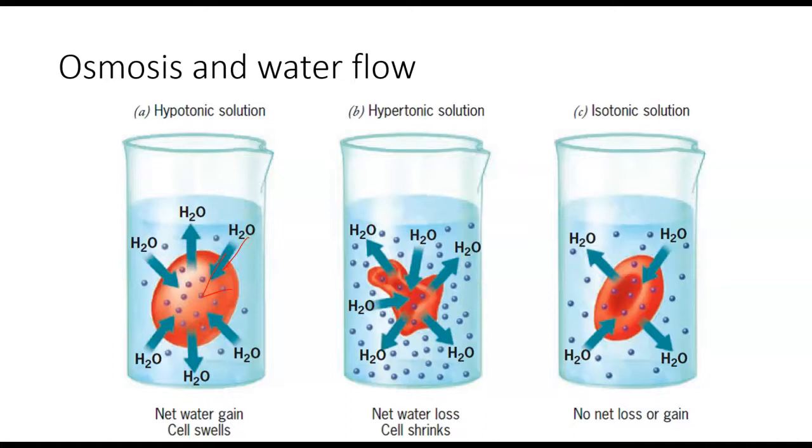If you have a hypertonic solution, so one where there's a very high concentration of solutes, all the water comes out of the cell and it becomes shriveled. In an isotonic solution, the amount of solute inside and outside of the cell are equal, and so there's no net loss or gain. So this is just described by that osmosis.